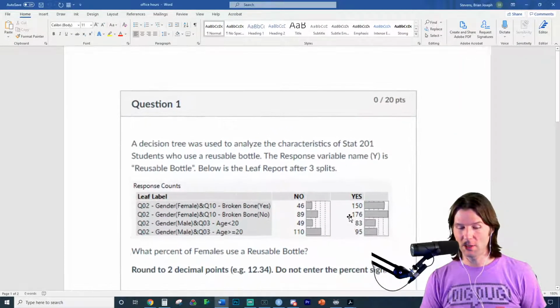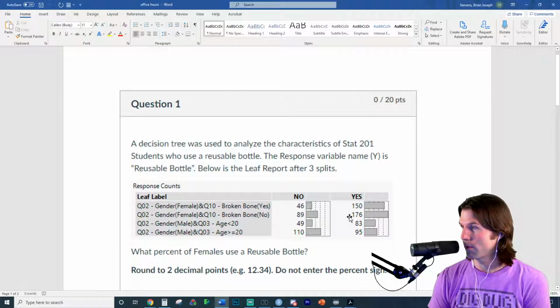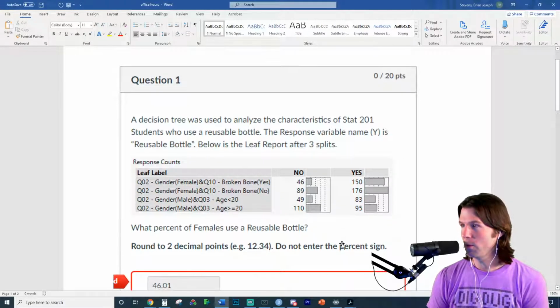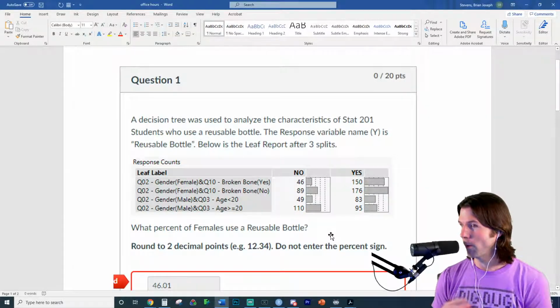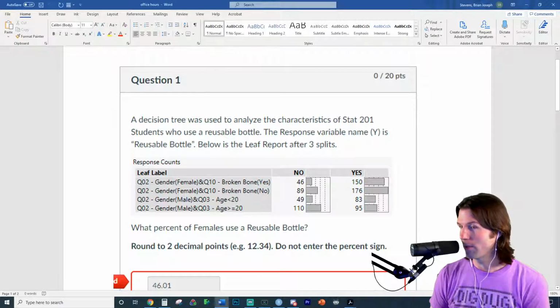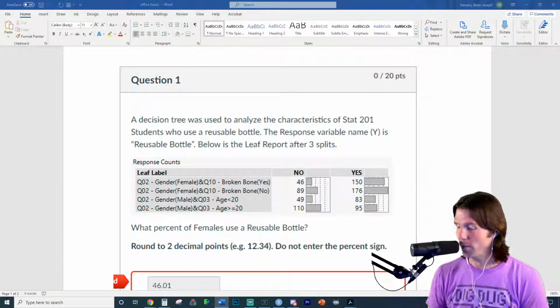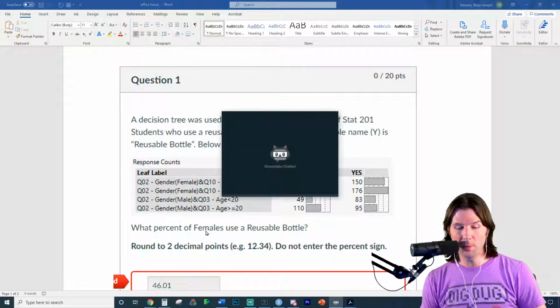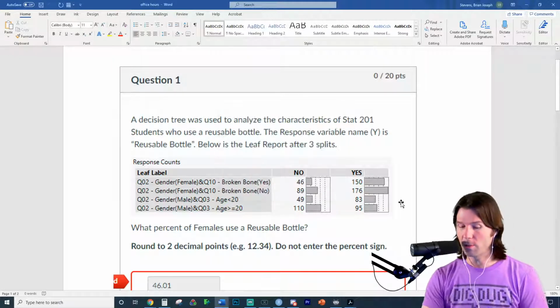A decision tree was used to analyze the characteristics of 201 students who use a reusable bottle. The response variable named Y is the one we're examining right here. Below is the leaf report after 3 splits. So let's take a look at the 3 splits and then keep doing all the questions. What percent of females use a reusable bottle?